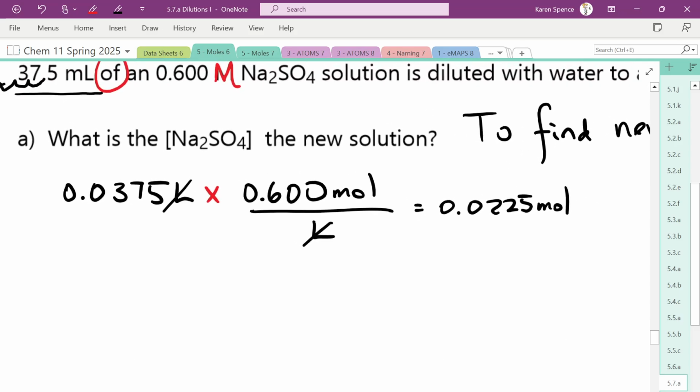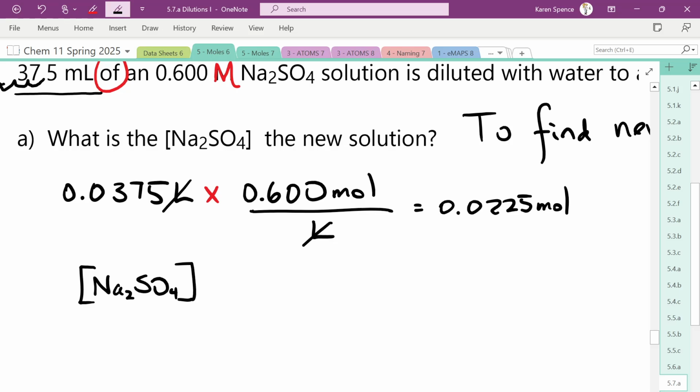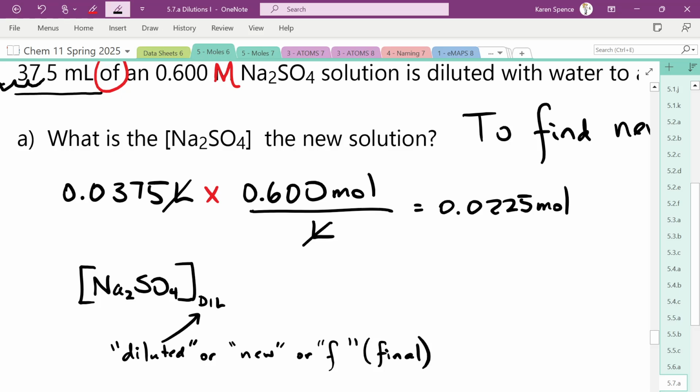On a separate line, you write concentration of Na2SO4, and you can write DIL, that stands for diluted, or you can write nu. So if you didn't want to write dil, you could write nu. Or if you didn't want to write nu, you could write F. What would F stand for? Final. Yeah? You can write any of those. I'm going to write Dil. Okay?